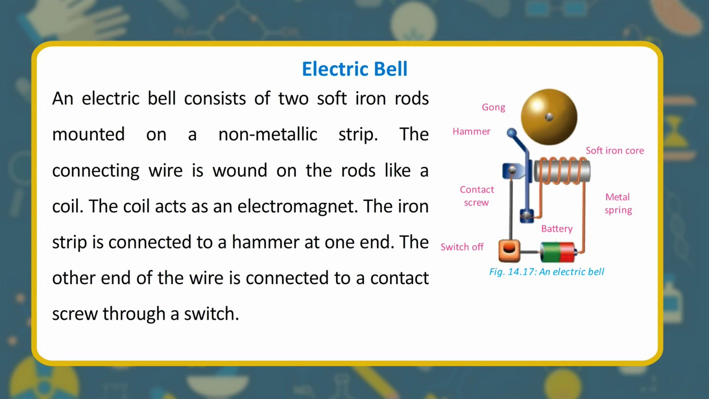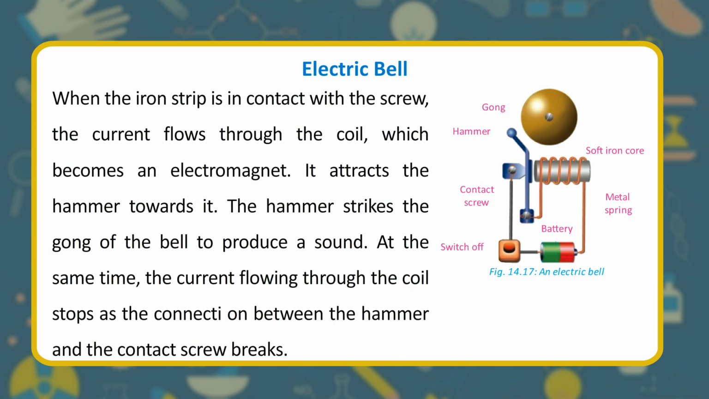The iron strip is connected to a hammer at one end. The other end of the wire is connected to a contact screw through a switch. When the iron strip is in contact with the screw, the current flows through the coil, which becomes an electromagnet. It attracts the hammer towards it. The hammer strikes the gong of the bell to produce a sound. At the same time, the current flowing through the coil stops as the connection between the hammer and the contact screw breaks. Gong, hammer, contact screw, switch, off, battery, metal spring, soft iron core.